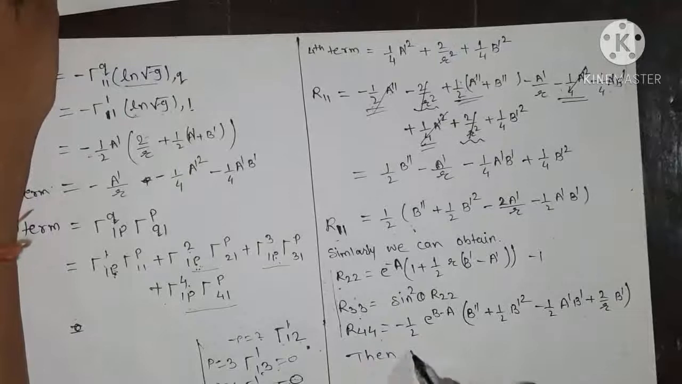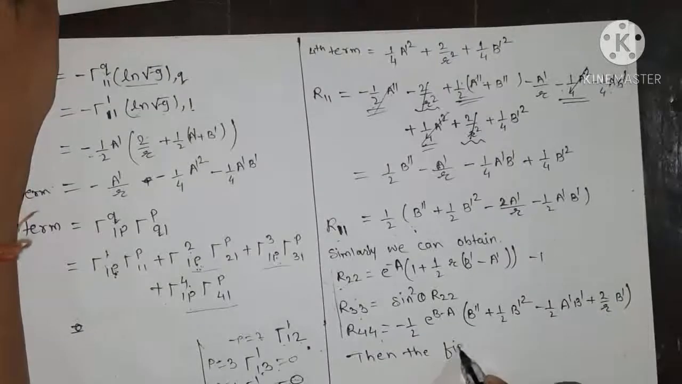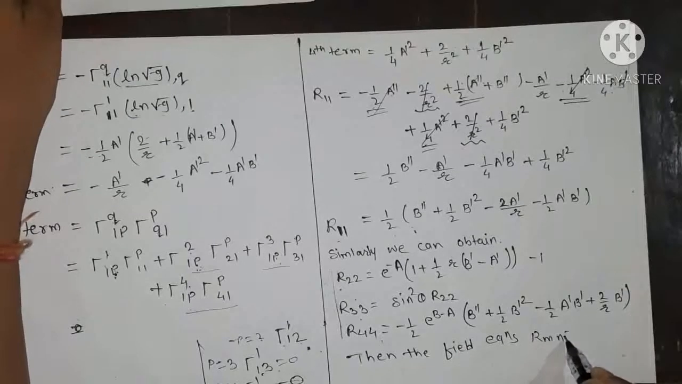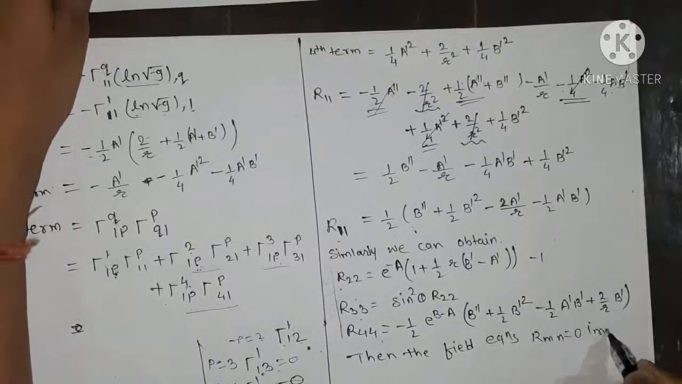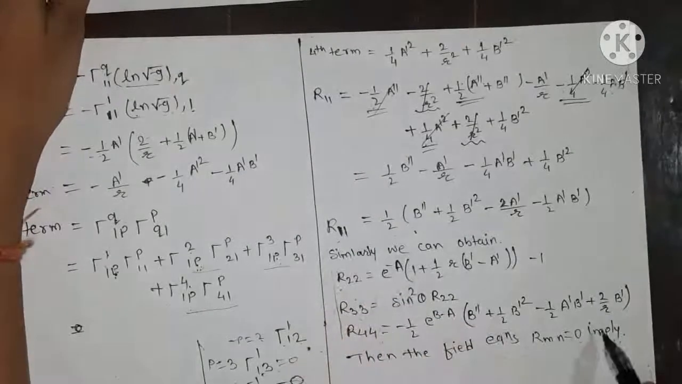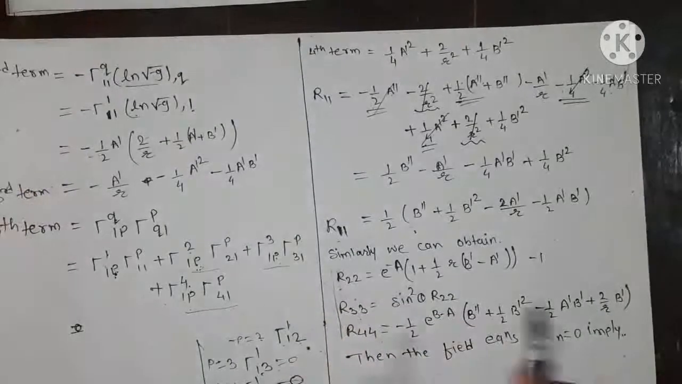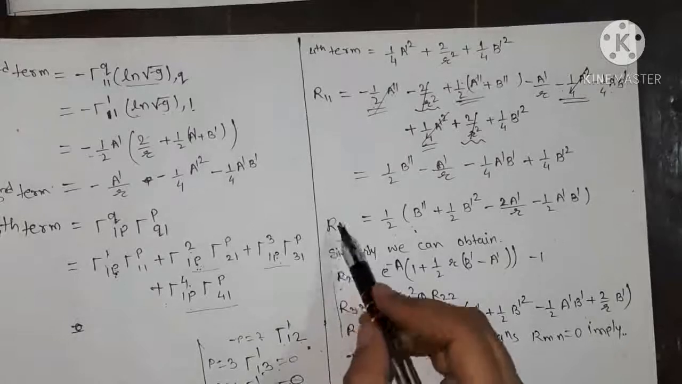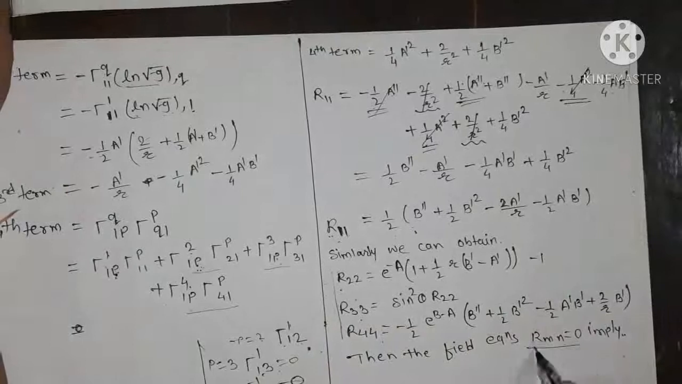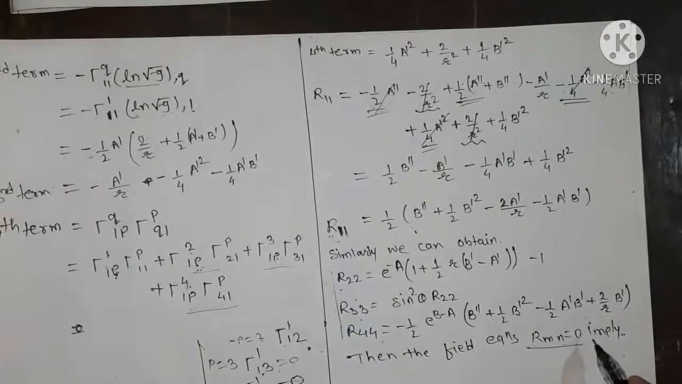Then the field equations are Rmn equals 0. Okay, so here we stop. I am stopping here, and in the next lecture we will compare Rmn equals 0 and find the values of a and b.